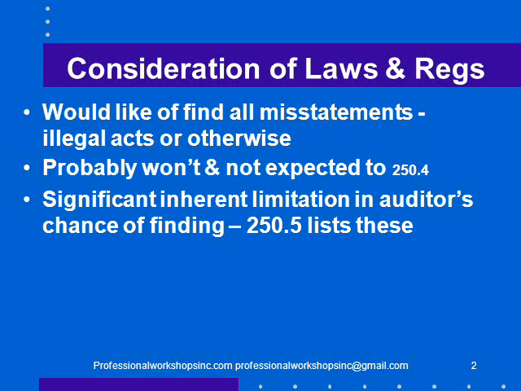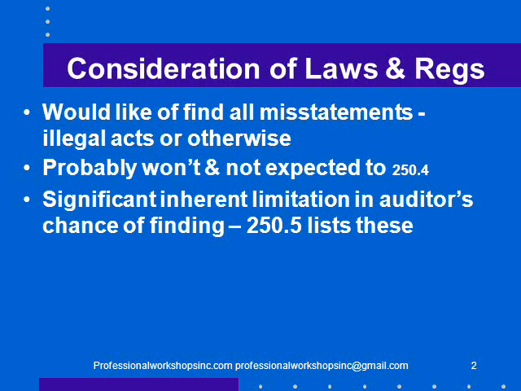The section actually has kind of a longer title, Consideration of Laws and Regulations, but illegal acts is a convenient shorthand. Now, the auditor would clearly like to find all misstatements, whether they're caused by error or fraud or by an illegal act. And professional standards tell us that there is a possibility that we might miss errors. If we've done the audit in accordance with standards, we still might miss an error. And we are more likely to miss fraud.